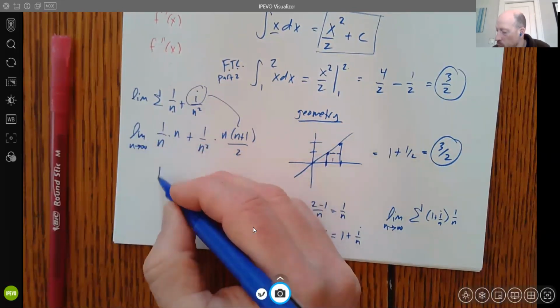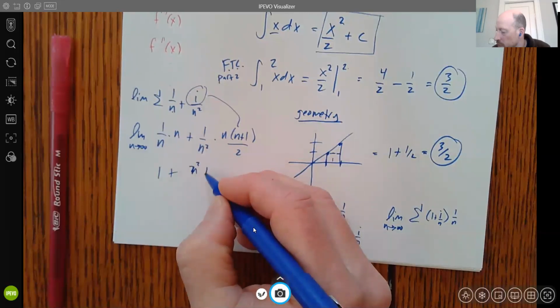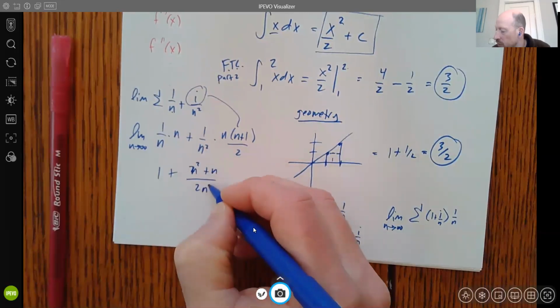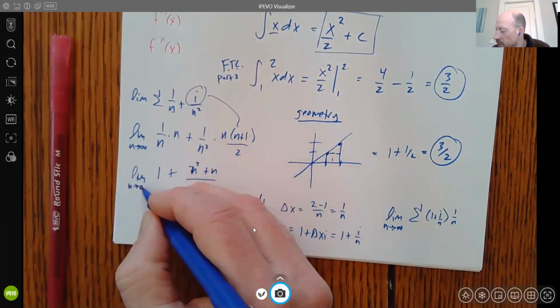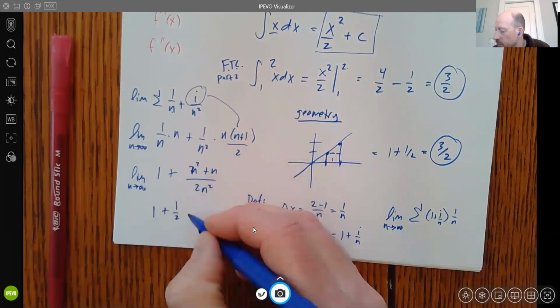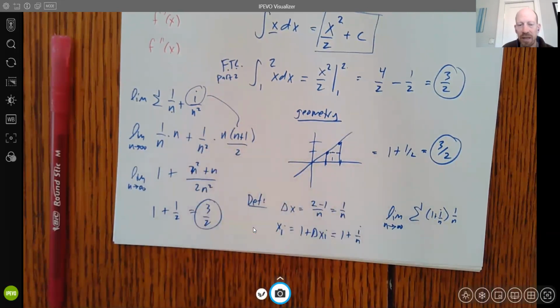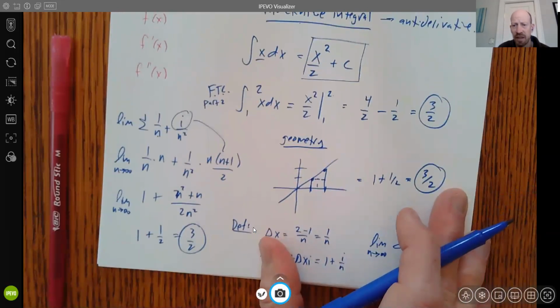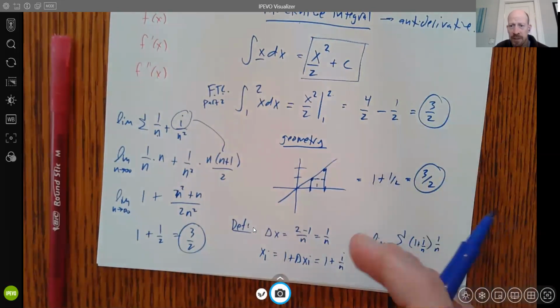So this is going to be (1 + n^2 + n)/(2n^2). As n goes to infinity, that becomes 1 plus 1/2, which is 3/2. Sorry, I kind of blazed through that. I didn't want to spend too much time on going back to that. But I think this is nice to see that all 3 of these are equivalent.